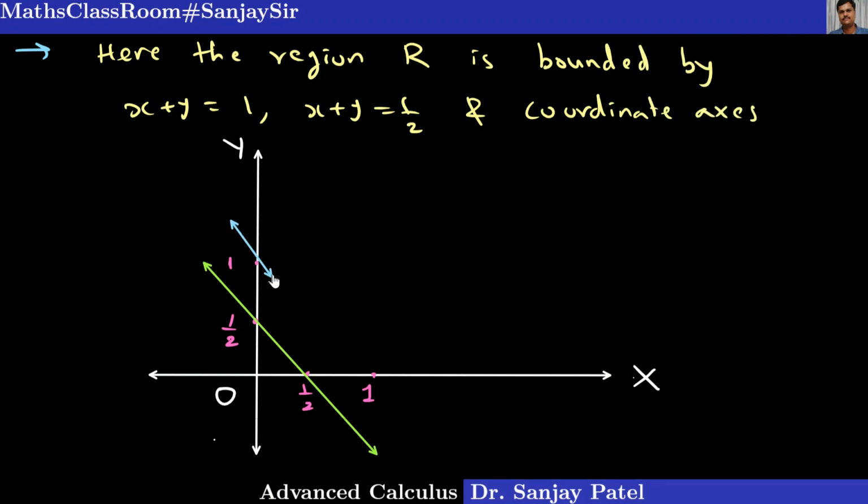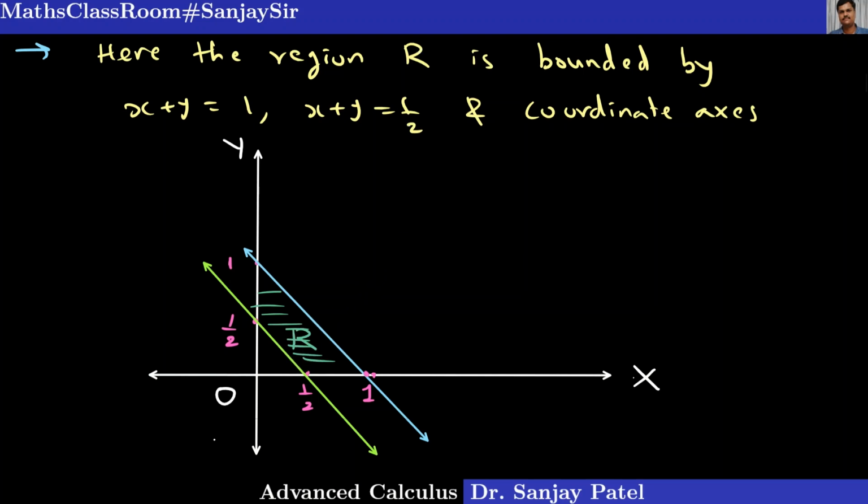So take another line which is passing through 1 and 1. This is not proper. Let me show that point is over here. This is the point 1. Okay. So the region of integration is the area bounded between these two lines and the axes in the first quadrant. So this is our region of integration, that is R.